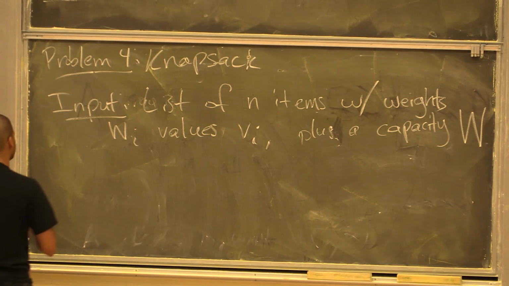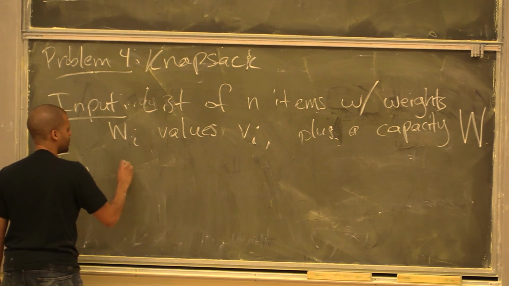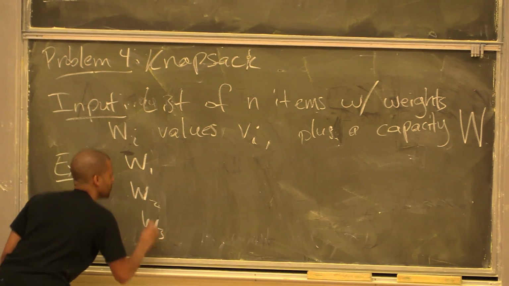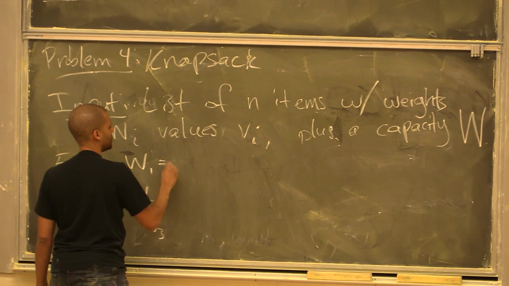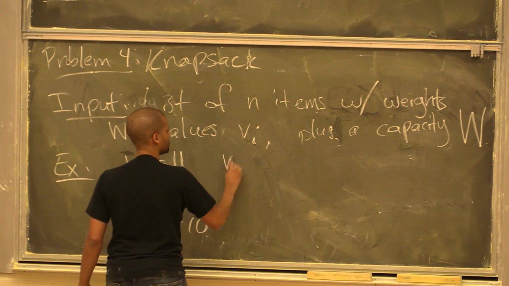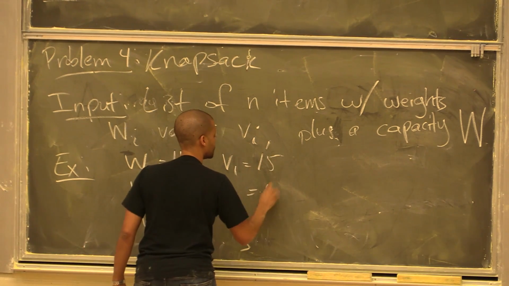So example, let's say my weights and values, I have 3 items maybe. My weights, W1, W2, W3, are equal to, let's say, 11, 10, and 10. And my values are equal to, let's say, 15 and 10 and 10.